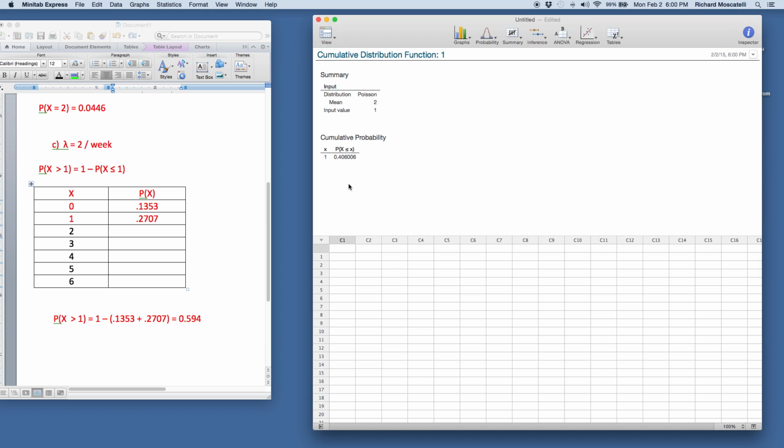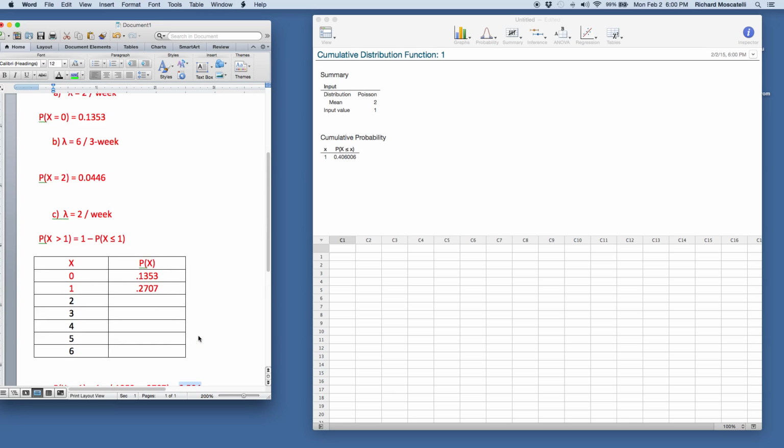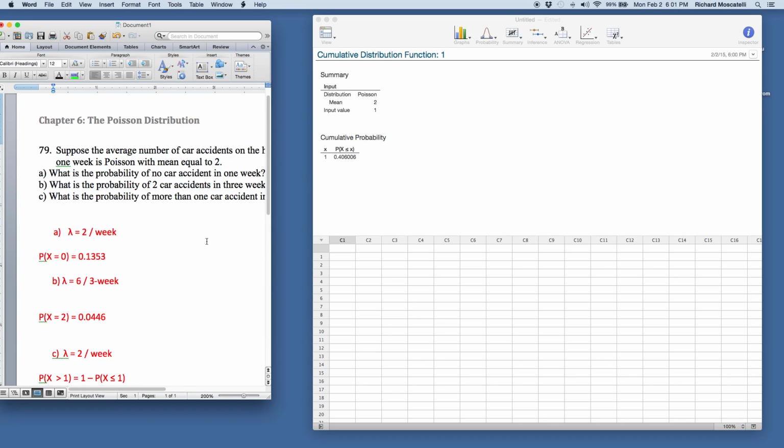0.4060. Substitute that in this place right here. That's the sum, that 0.4060. That's the sum of these two things right here. So you can give that a check. And obviously this would speed things up for you. You would just do this as 1 subtract 0.4060, and of course, that would give you your 0.0594. The cumulative function's a lot easier to work. All right, so this is the probability of more than one car accident. That was part C.